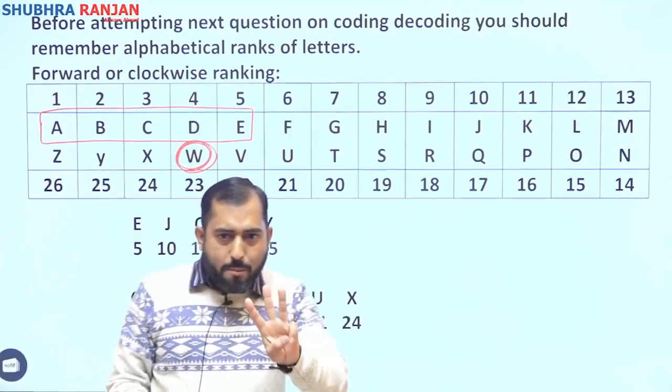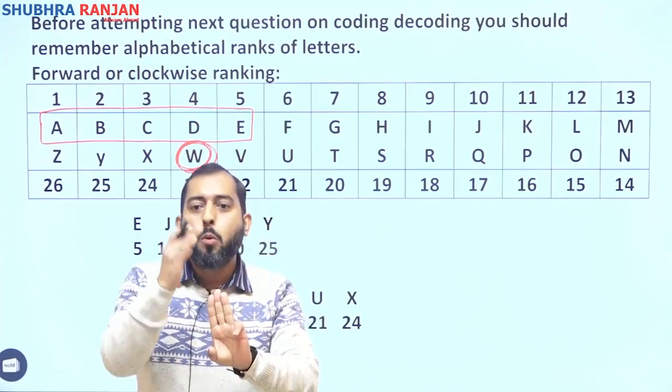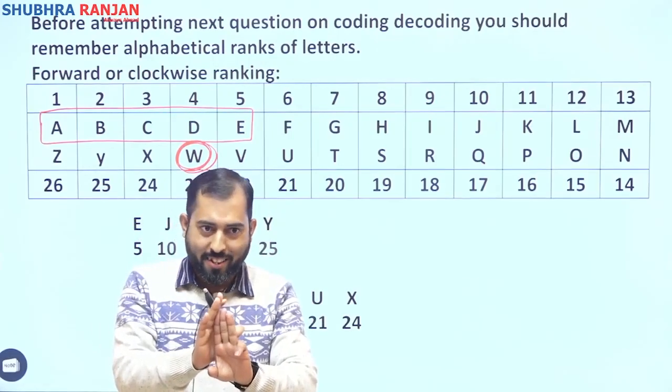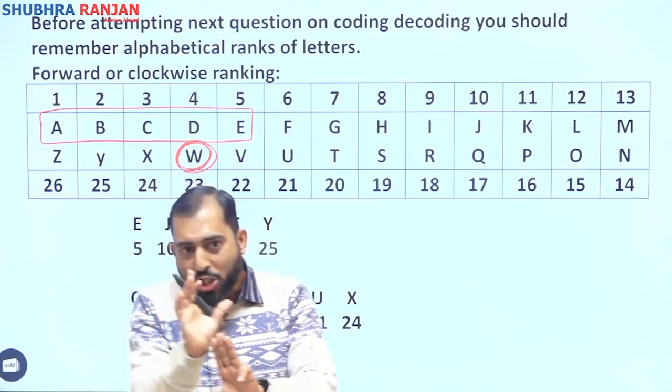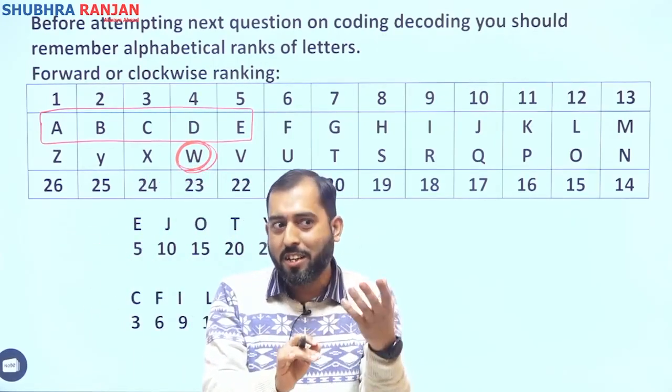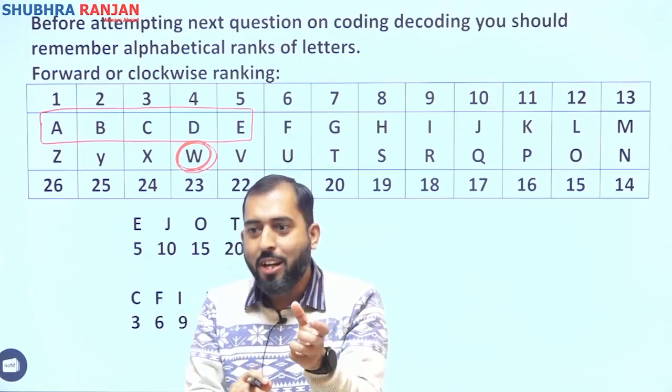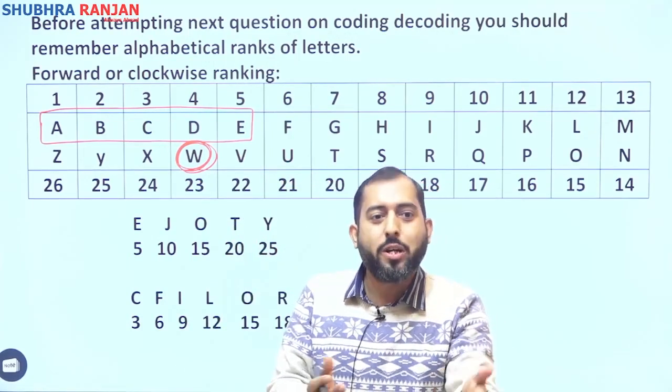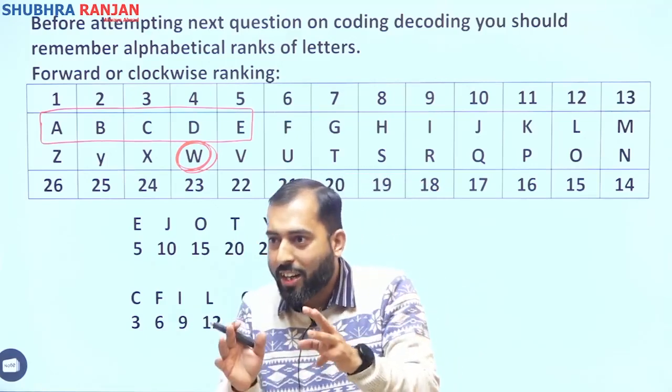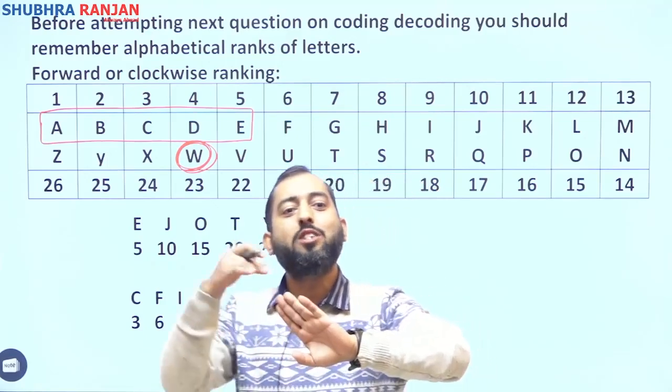W is similar to 3. 1-3 is C. 1-3 is present in the position of C. Next 3 is M, 13. So obviously the next one should be 23. Got it? See, first 3 is for C.